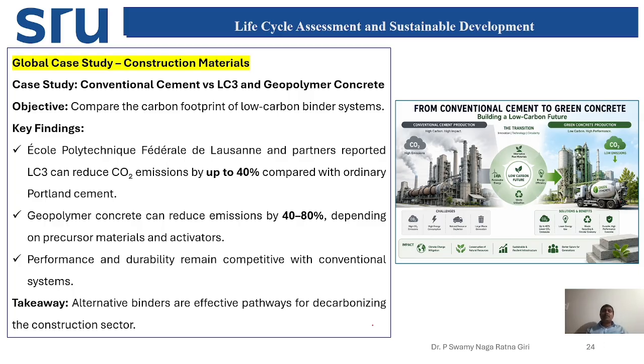So the possibilities are low. Nowadays, as India has clearly mentioned, every country is seeking to reduce carbon emissions from construction materials. You see this case study: conventional cement versus LC3, and LC3 means limestone calcined clay cement, which cuts down 50% of cement, and geopolymer concrete. So the objective is to compare the carbon footprint and lower the carbon footprint of the systems.